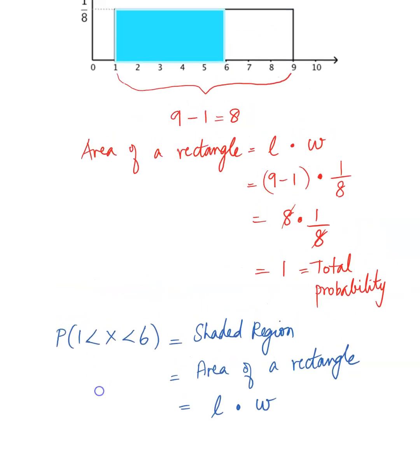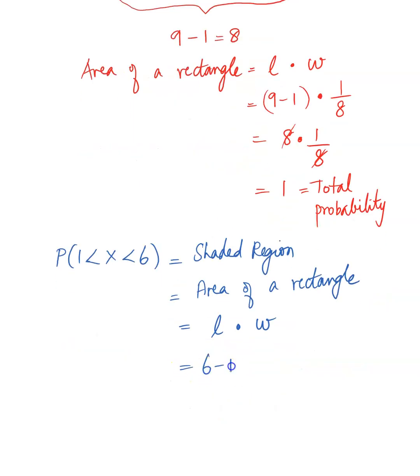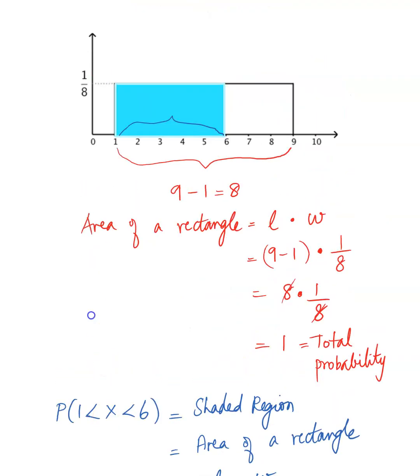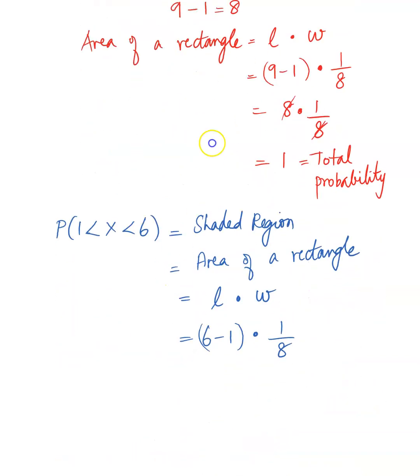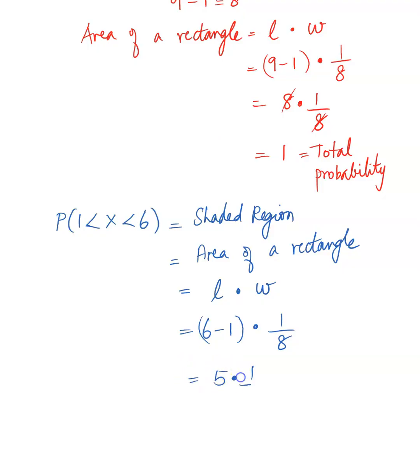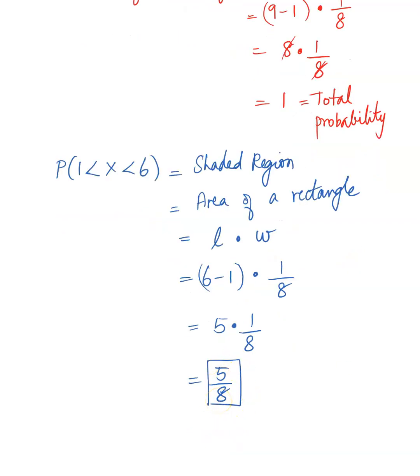So this probability is the same as this area, and the area of a rectangle is length times width. Now focus only on the shaded region. The length is between these two, right? So 6 minus 1. And the width is given to be 1 over 8. Width in this case would be the height here, 1 over 8, which is 5 times 1 over 8. You're free to leave it, you don't have to write it as a decimal. So clearly, this comes out to be 5 over 8. The probability of the variable lying between 1 and 6 is 5 over 8.